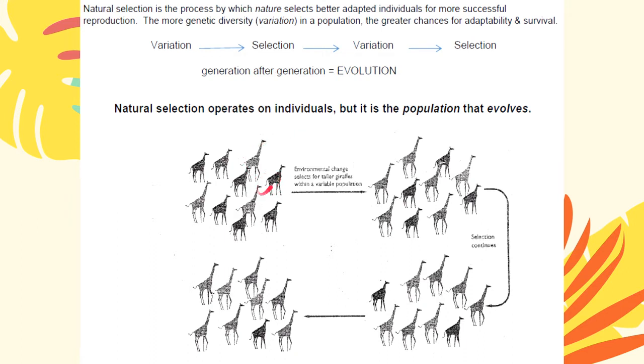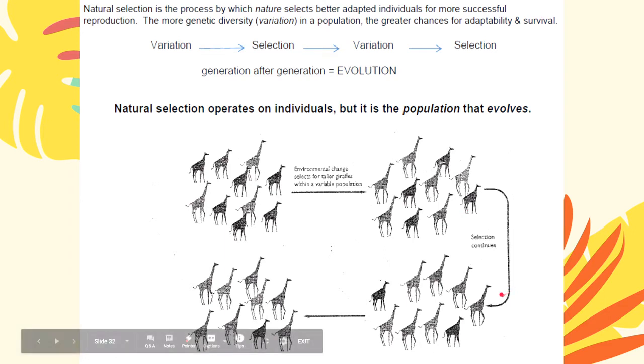Of course, if you cannot reach the trees and you cannot eat, then if you are a short-necked giraffe, you will eventually die out of starvation. So only those who can reach the tree tops, the leaves or the fruits in the trees, can eat, can survive, and can reproduce. Therefore, they are the ones who will pass on their traits to the next generation. So we can see here that the short-necked giraffes have died out, and now there's a greater number of long-necked giraffes in this generation.